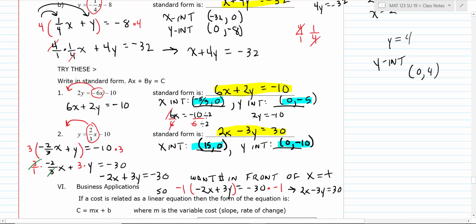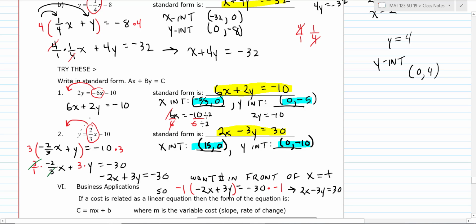So negative 5/3, 0. Y-intercept, just imagine in your mind blocking off the 6x. Just take your hand and cover up the 6x. You would solve the equation 2y equals negative 10, which gives y equals negative 5. All right? Okay, remember x-intercept is when y is 0, y-intercept is when x is 0.